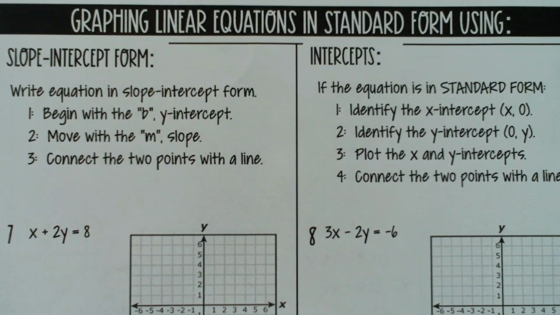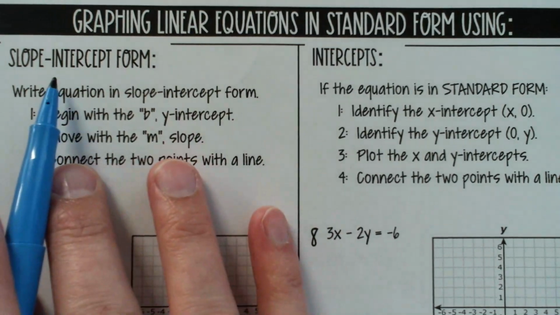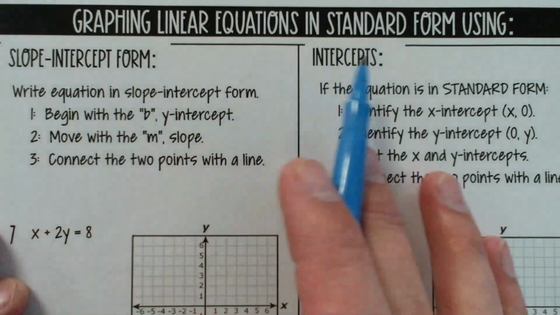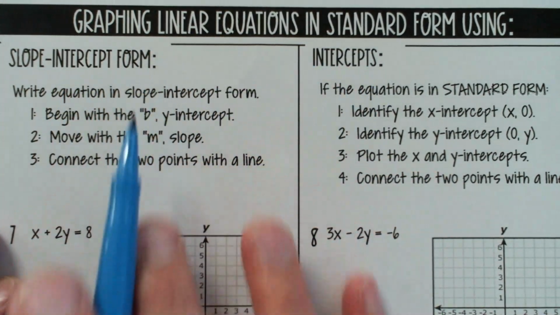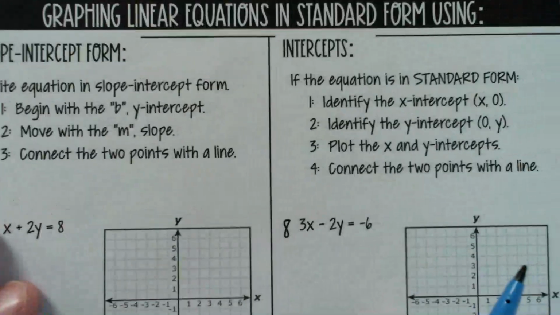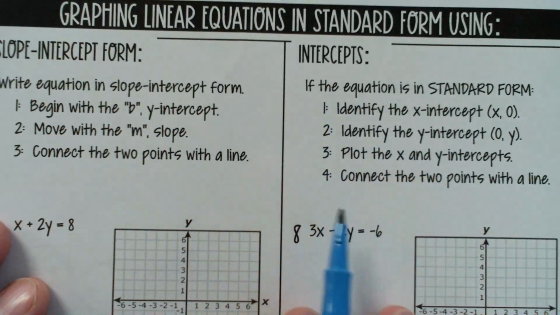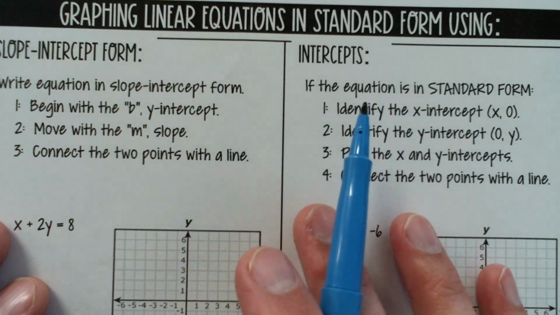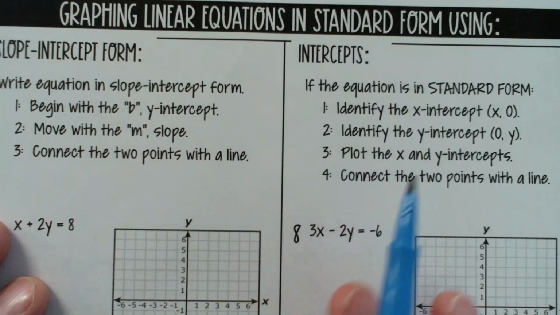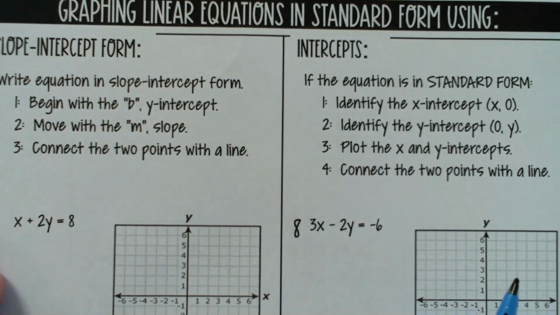This is the second half of our notes for standard form. What we're looking at today is graphing linear equations in standard form. So we have two options. The first option is to convert the standard form into slope-intercept form, and then graph it from there. The second option, if it's set up correctly, is to find the x and y intercepts and then connect the two points of the line.